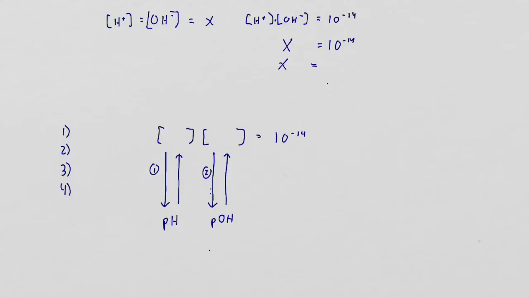And so then we can go, oh, x squared is equal to 10 to the minus 14, because this is x and this is x, and they are the same in pure water. And then we can do a little square rooting. We can square root this, and we can square root that. And when we do that, we get that x is equal to 10 to the minus 7.